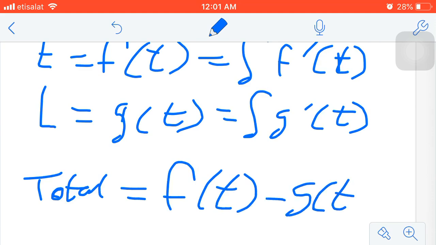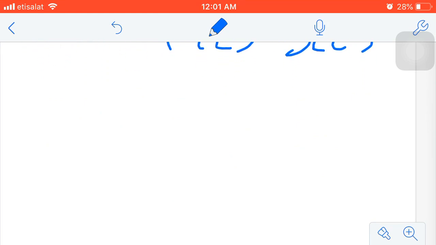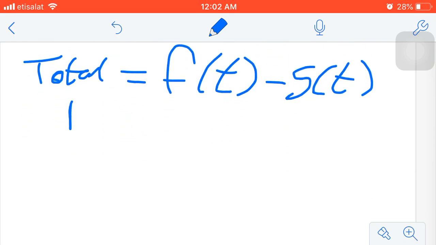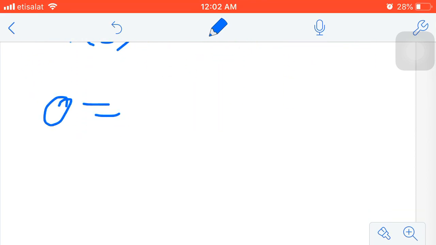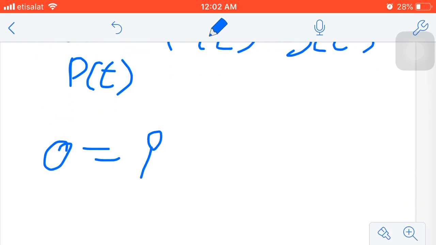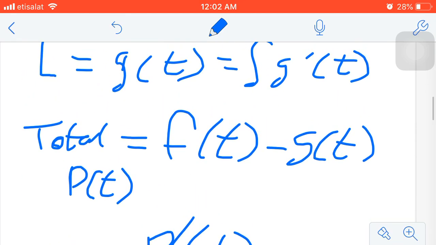minus g of t. First of all, to find the maximum point, we'll have to use our knowledge from the derivative lesson. So let's call the total p of t. We'll set the rate of the total amount of people to 0. So 0 will equal p prime of t, which is basically f prime of t minus g prime of t, because entering minus leaving.